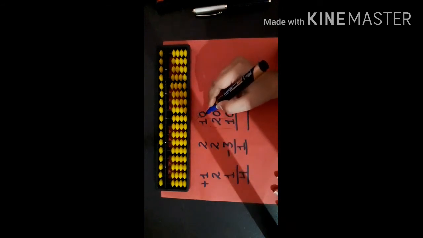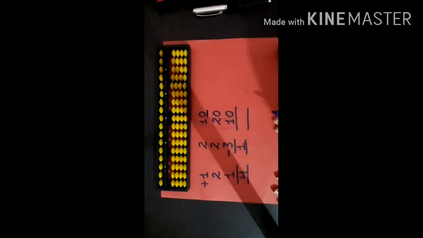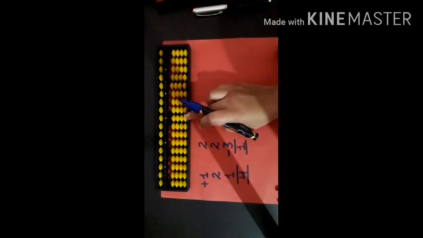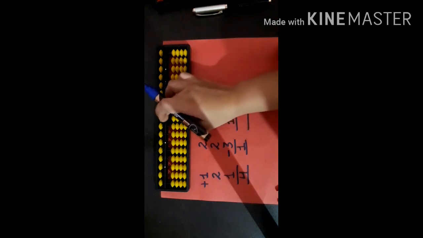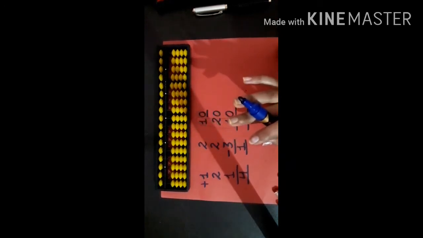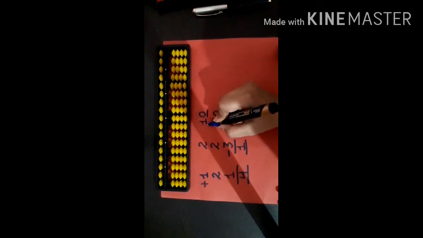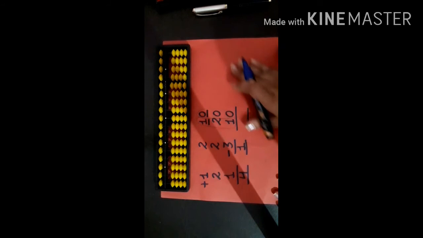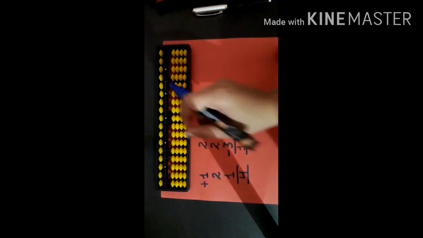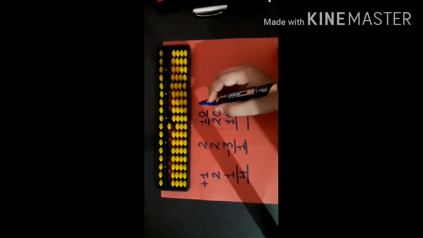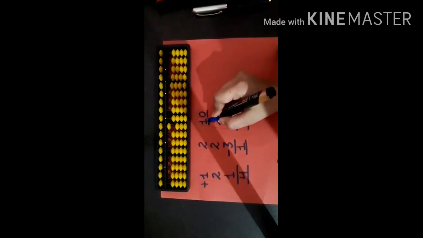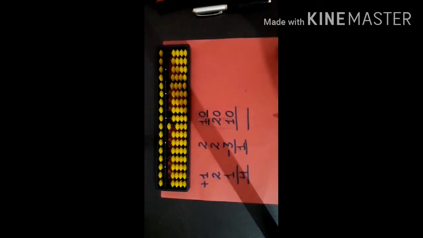Kids, see, the number is 0. 0 means nothing. So nothing we will do in this rod. First rod it is. Nothing we will do in this rod. Now your second number is 1. So this number will go in second rod, 1. First number in first rod, second number in second rod. It's very easy.